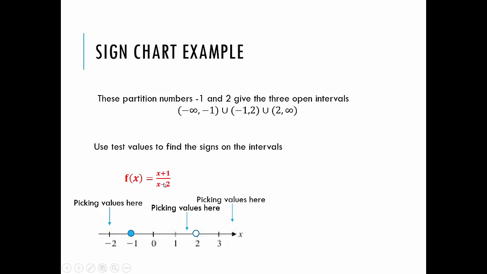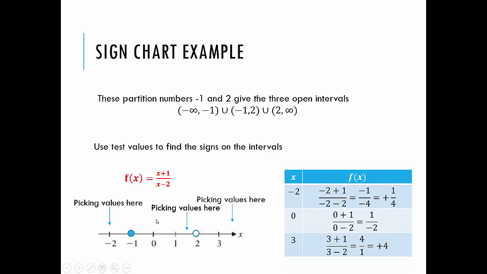And I plug them into my function and see, do I get positive or negative values? I decided here, why not plug in -2? Sounds good to me. I get a positive number. Here, plugging in 0 is always nice, right? Because that's easy to plug in. I get a negative value. And then finally over here, I plug in a 3, and that gives me a positive value.